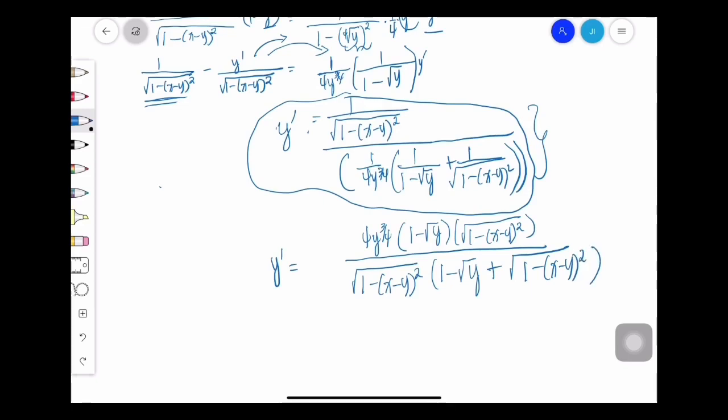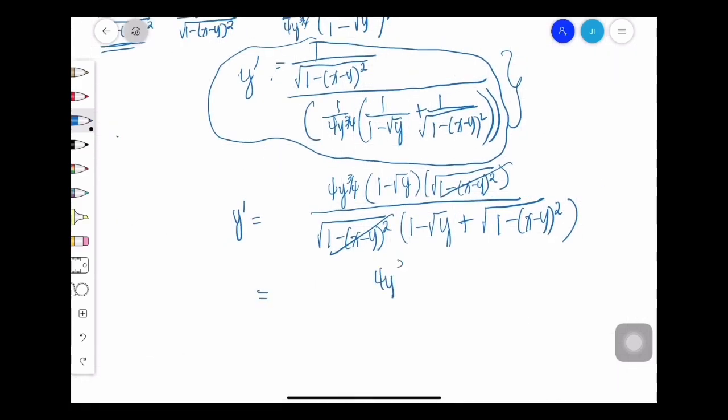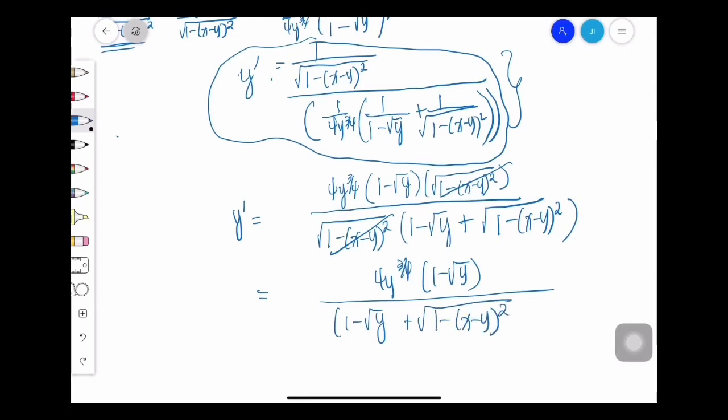Again, am I correct? Please verify that this is true. Okay, apparently this will cancel out. So you'll have 4y raised to 3/4 times 1 minus square root of y all over 1 minus square root of y plus square root of 1 minus quantity x minus y quantity squared. So that's it. Okay.